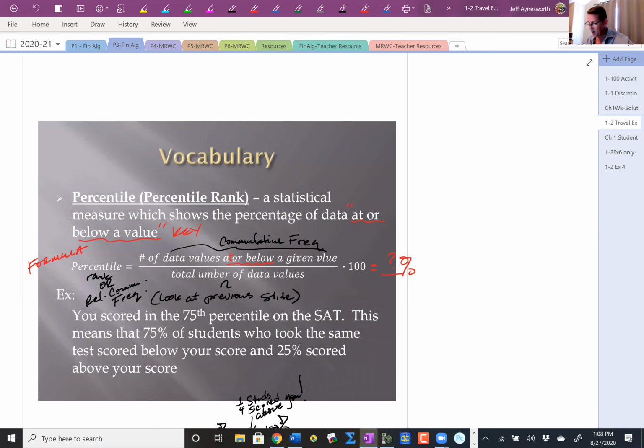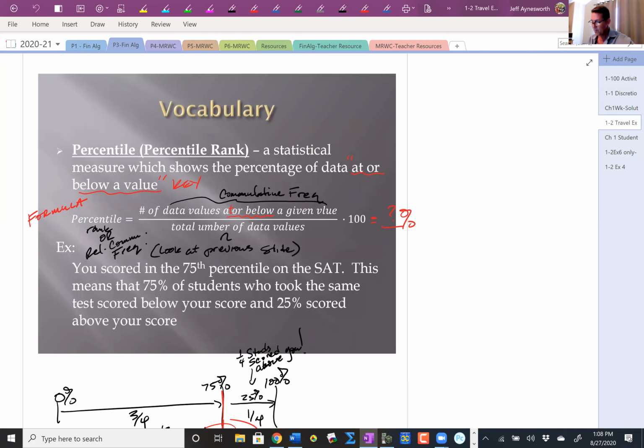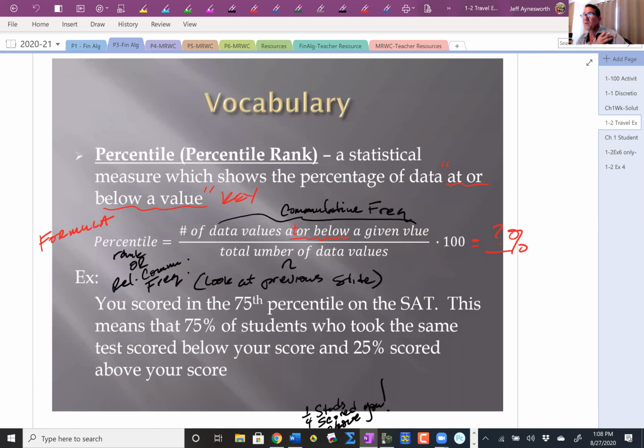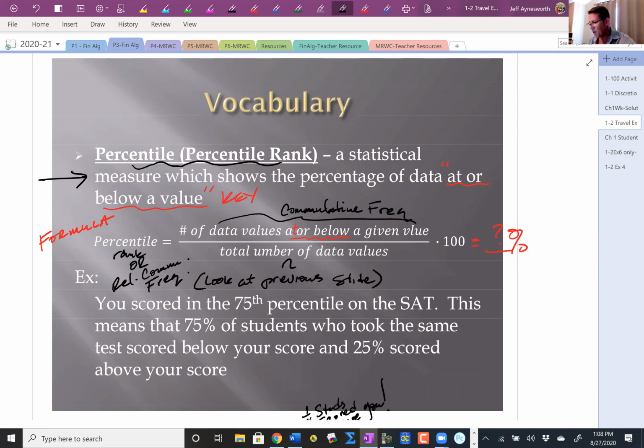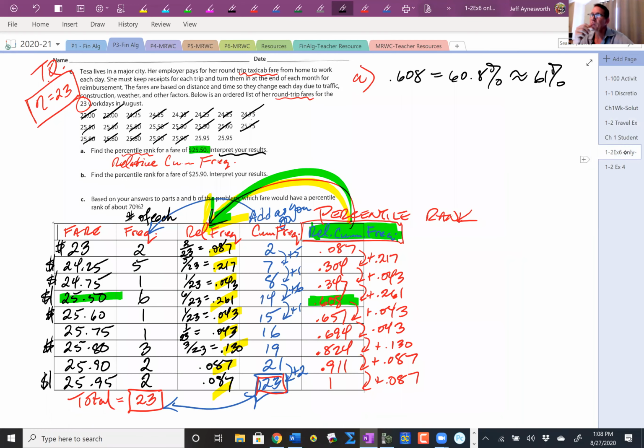So here we go right here. Look at this slide right here, guys. Read that to yourself. It's a measure which shows the percentage of data at or below a given value. And our given value is actually the fare. So let's go back. So can someone interpret that?